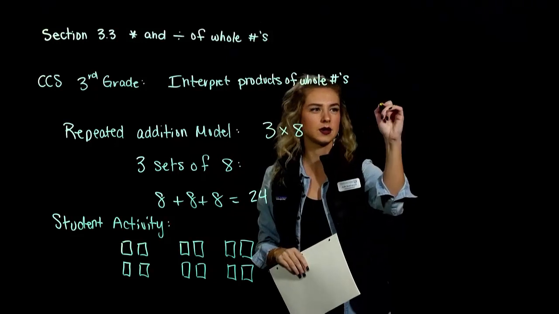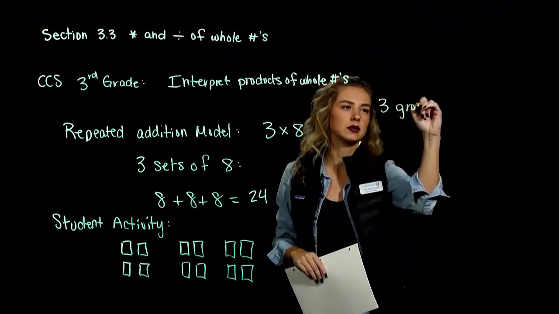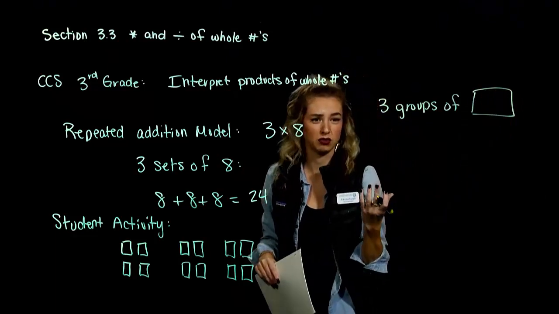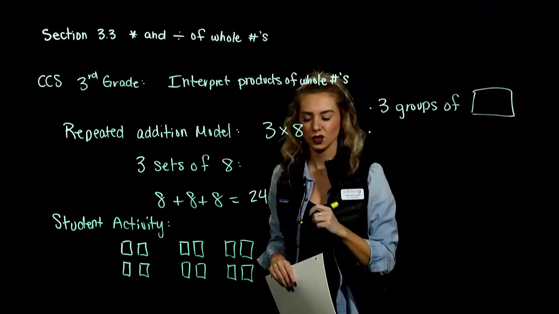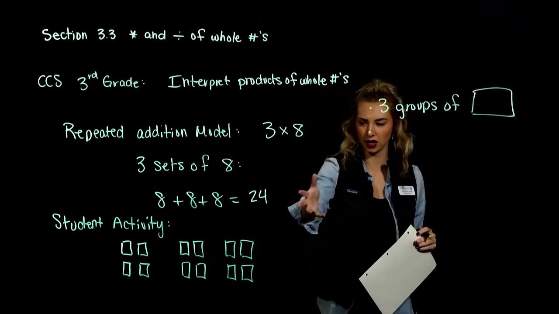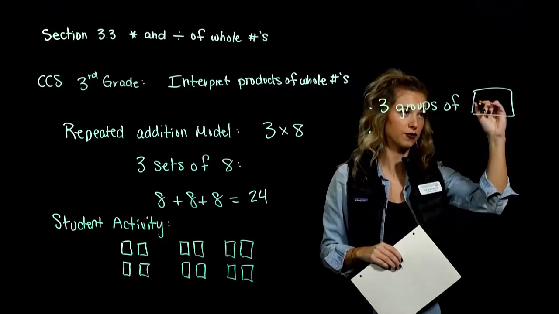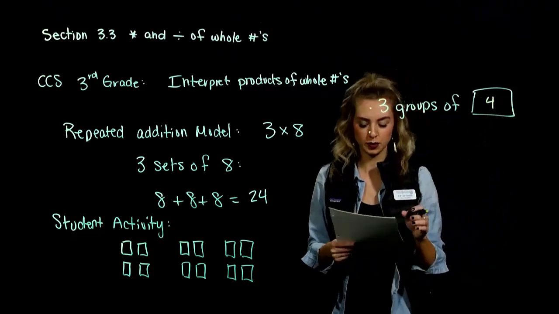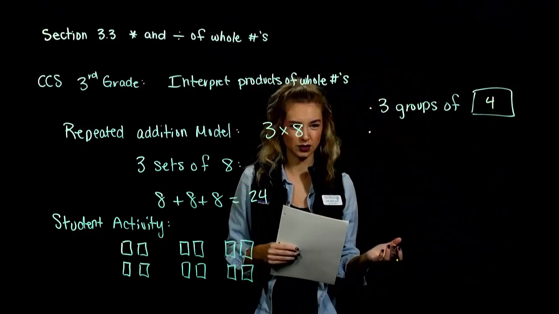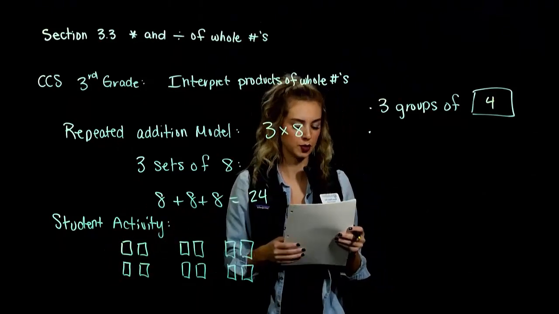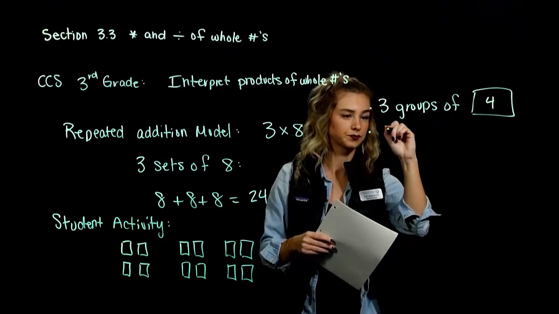So in this case, we could ask, we've got 3 groups of what? Make an unknown. We could ask them that. So what do we have? We've got 3 groupings of 4 per set, and we have them all identical for that purpose. We've got 3 groups of 4. How else could we say it? Repeated addition. How many do I have in the first group? I've got 4 of them.